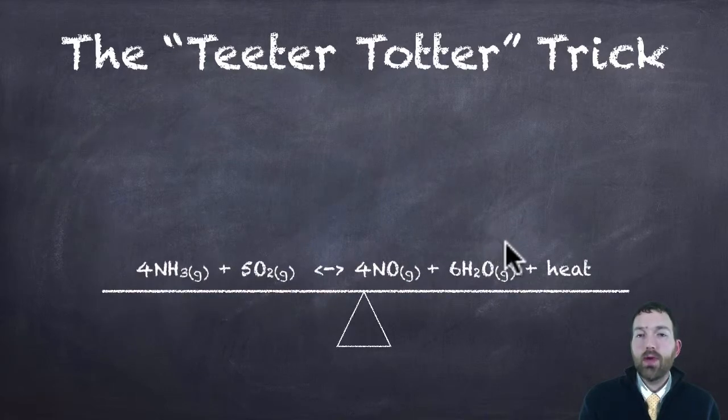Now shifting to the right means that the NH3 that we're adding and the O2 that's already in there are going to start reacting more frequently and more rapidly. When that happens, we're going to produce more products. We're going to make more nitrogen monoxide, and we're going to make more water vapor here, and we're going to make more heat as we shift to the right.